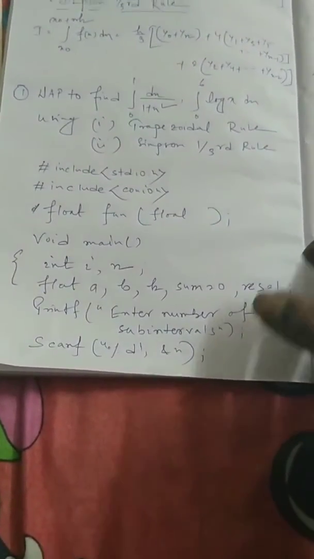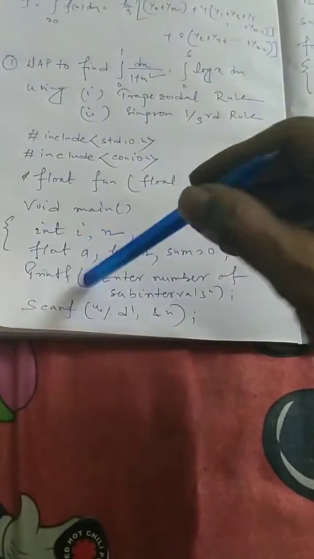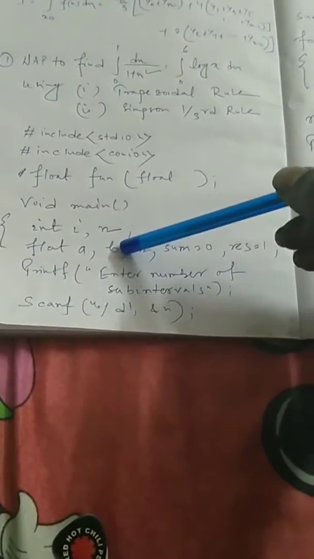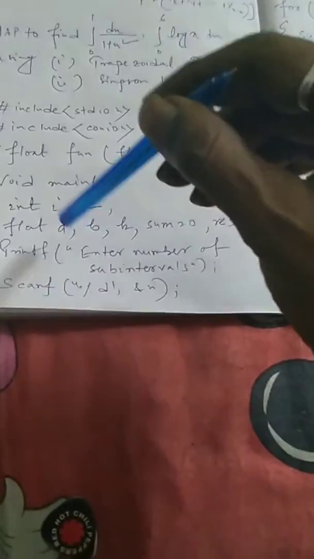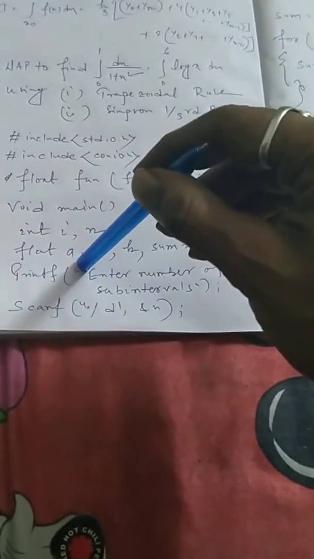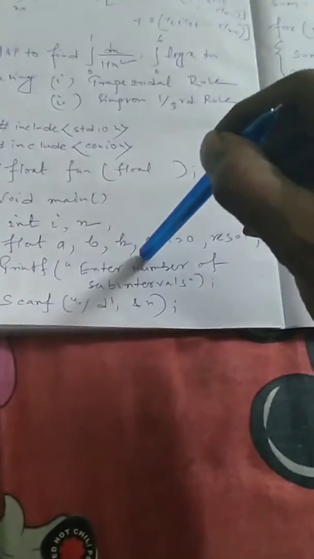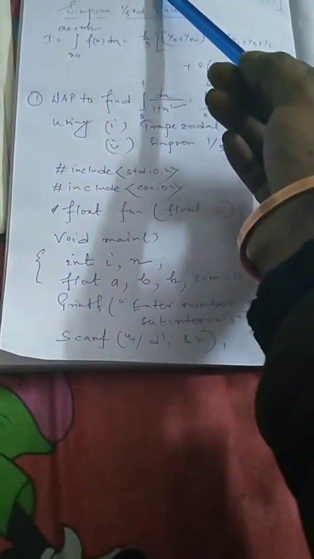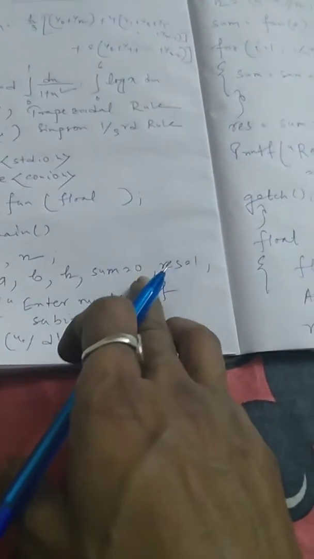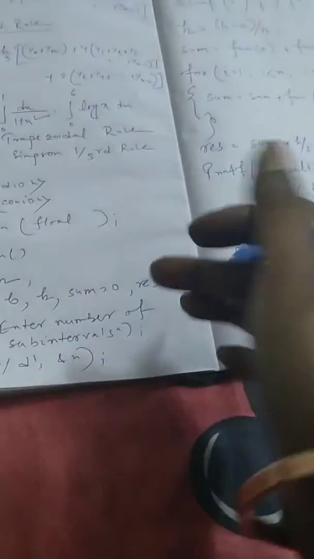Okay, that's all. So now I am discussing the logic. Initially we are taking i for the loop, and n is the number of sub intervals. We are taking small a for the lower limit, b for the upper limit, h for the step size. In the formula there is h, that's why we are taking h. Sum equals 0 and res for the final result.